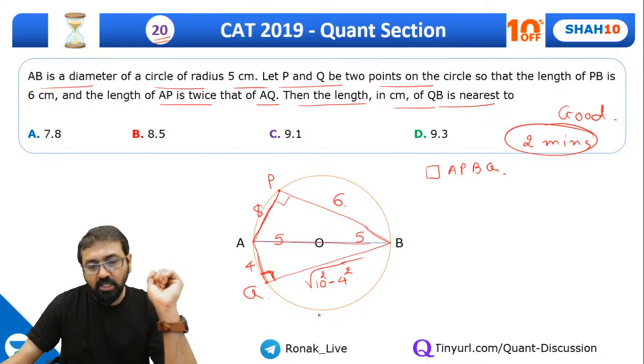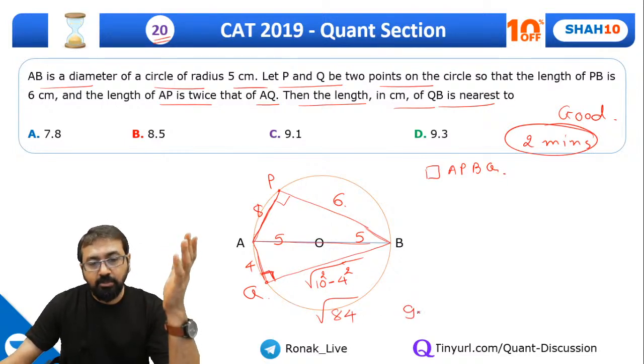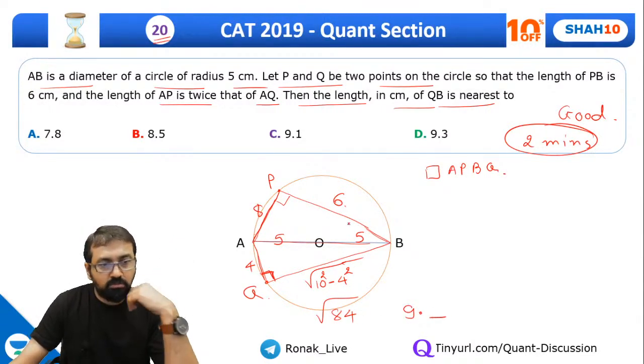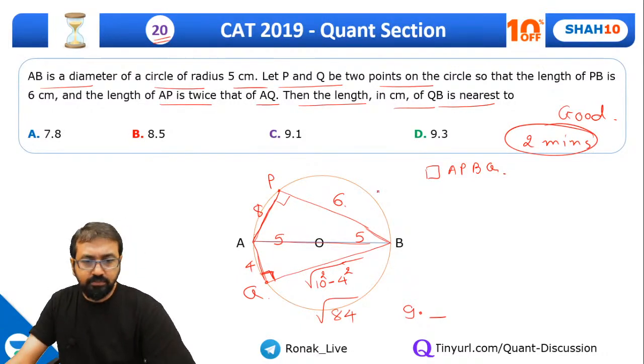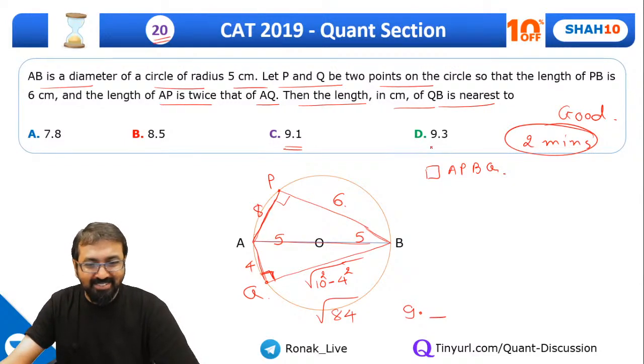So what will this be? It will come out to be root of 84. 81 is 9 squared, so this will be 9 point something. Look at the answer options. Which is better, guys? So what will be the root of 84?